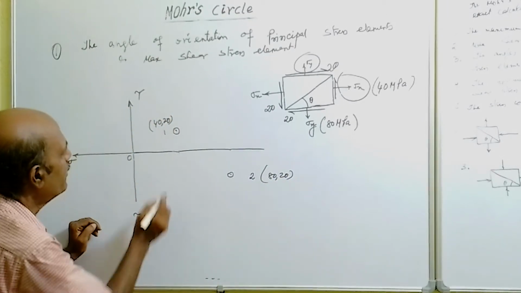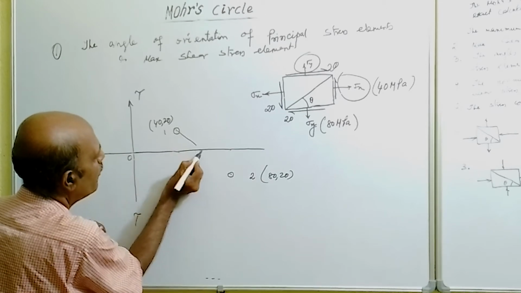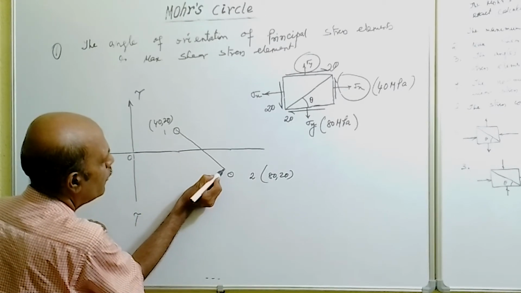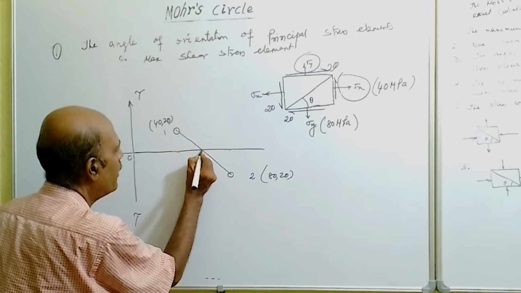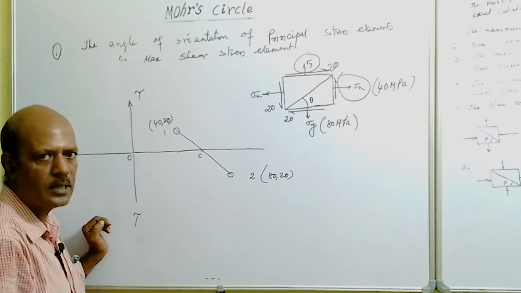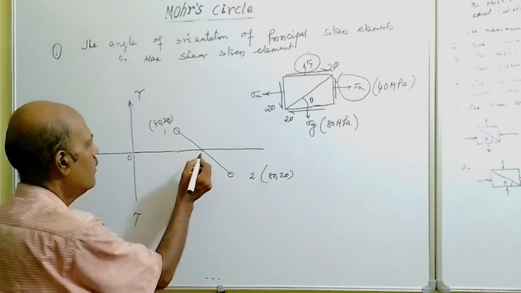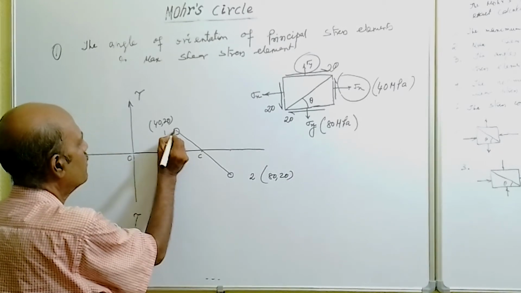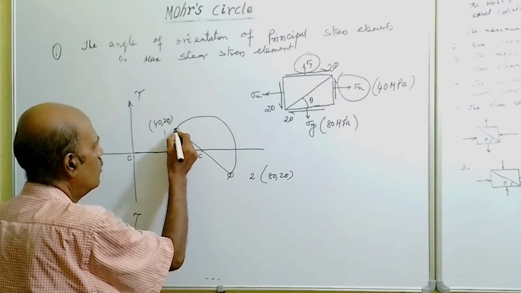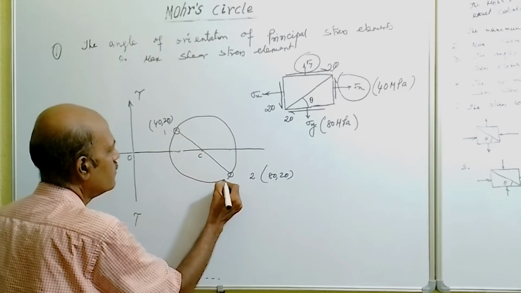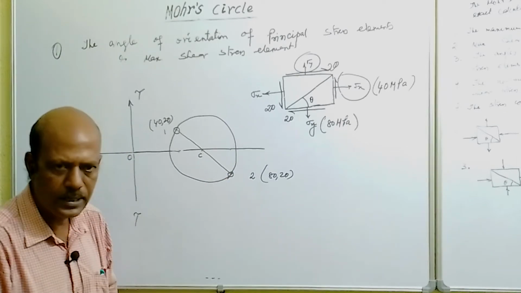So we have got 2 points. Now join point 1 and point 2. So it is as per the construction of Mohr circle. So we will get point C, that is center of Mohr circle. Then taking this one as center and this one as radius, complete the circle. So this is the Mohr circle. So we have got the Mohr circle.